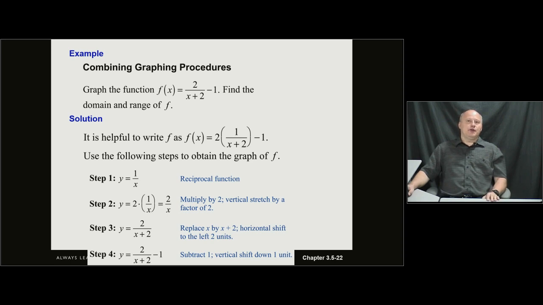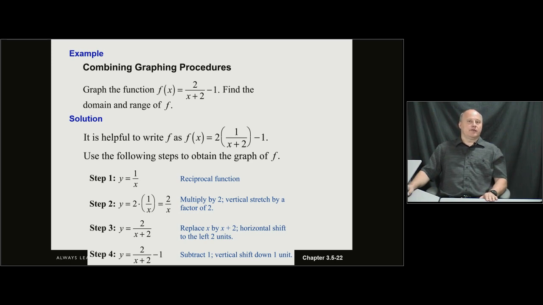Okay, so what I'm going to do is rearrange the terms slightly. It's going to be helpful to write it as 2 times 1 over x plus 2, minus 1. Now some of these transformations we can recognize already. The 2 out front is going to stretch it, right? The minus 1 that's all the way to the right, that's going to bring the graph down 1 unit, right? And then what is the 1 over x plus 2? Well, it's going to take that 1 over x graph and move it 2 units to the left.